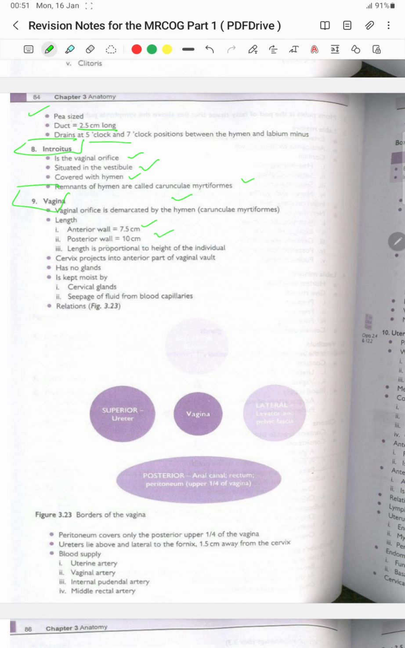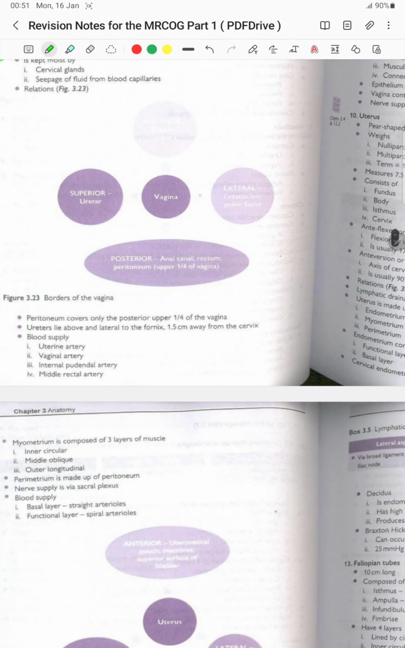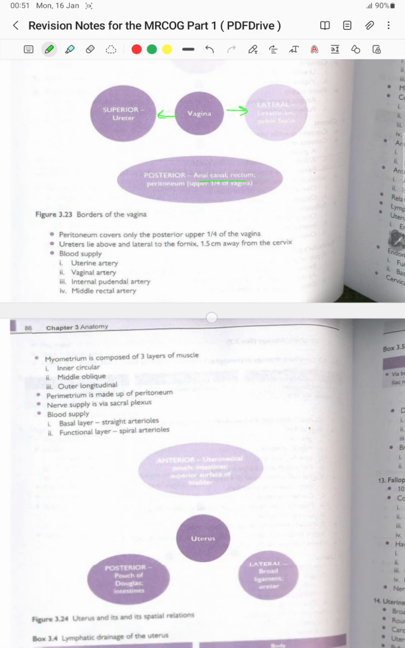Vagina. The vaginal orifice is demarcated by the hymen, and the length of the anterior wall is 7.5 centimeters, the posterior wall is 10 centimeters, and length is proportional to the height of the individual. The cervix projects into the upper part of the vaginal wall. It has no glands and is kept moist by the cervical glands and the seepage of fluid from the blood capillaries. The relations of the vagina: laterally, there are the levator ani and the pelvic fascia; superiorly, there are the ureters; and posteriorly, the anal canal and rectum.